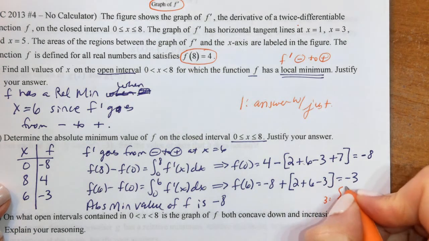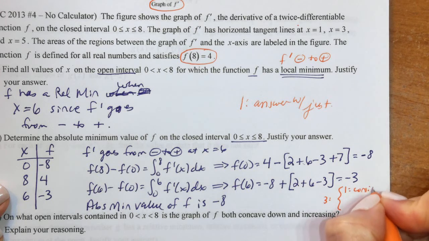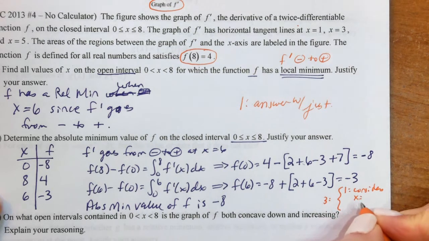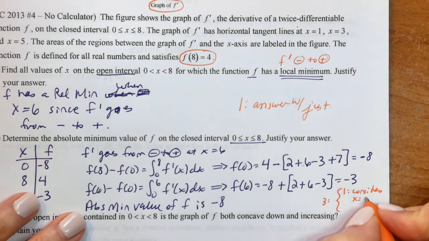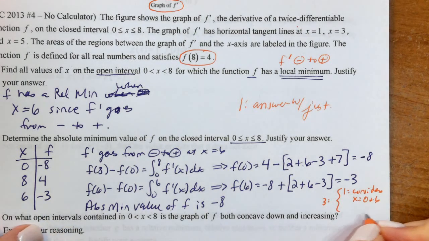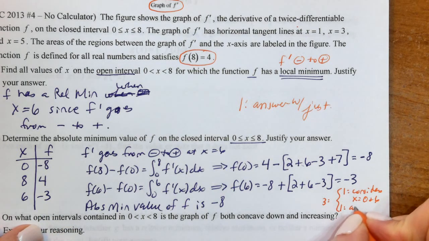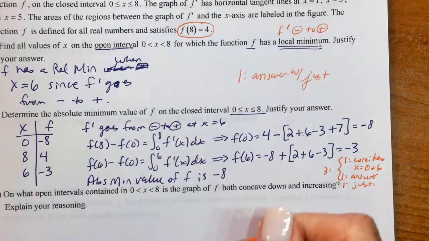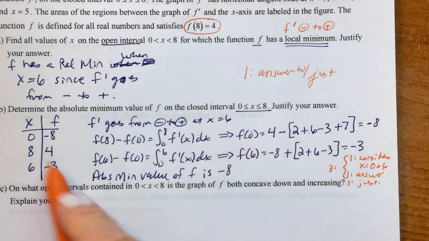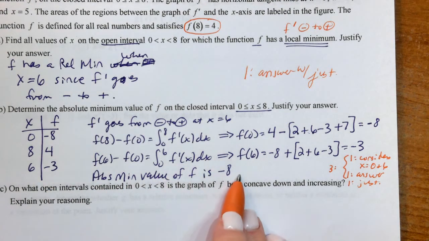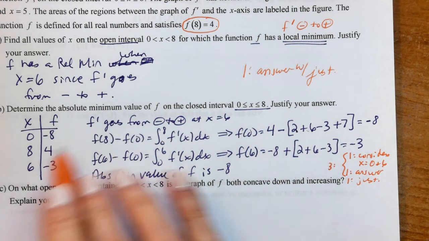1 point for considers x equals 0 and 6. 1 point for the answer. 1 point for your justification. Our justification was the closed interval test that we showed right here. So I remember I don't have to say by closed interval test because it's right there.